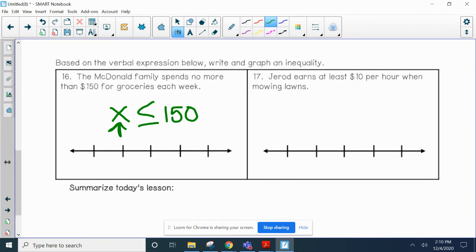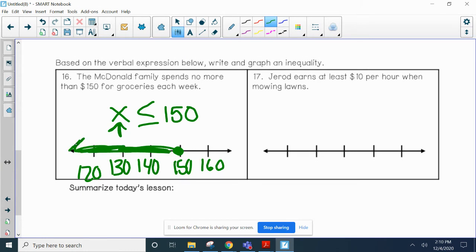So we're going to put 150, 160, 140, 130, 120. I'm starting at 150. Open or closed circle? Closed circle. Which direction am I shading? What numbers are less than 150? To the left. Perfect. All right. I want you to go ahead, pause this, and work out 7.